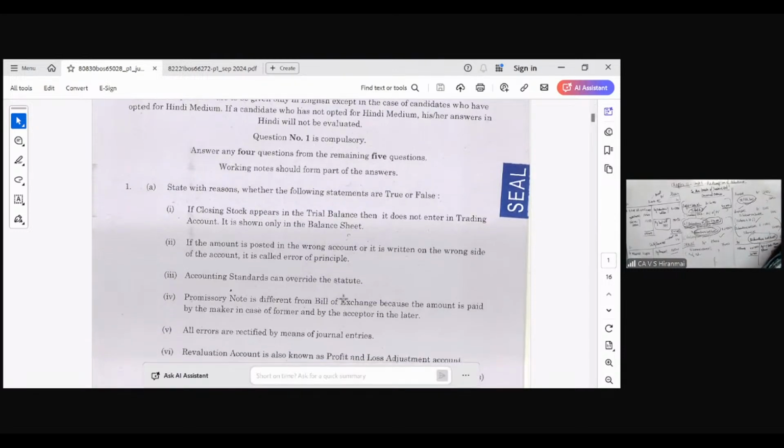So the first section is true or false. You will have 6 true or false questions. Each true or false will carry 2 marks.